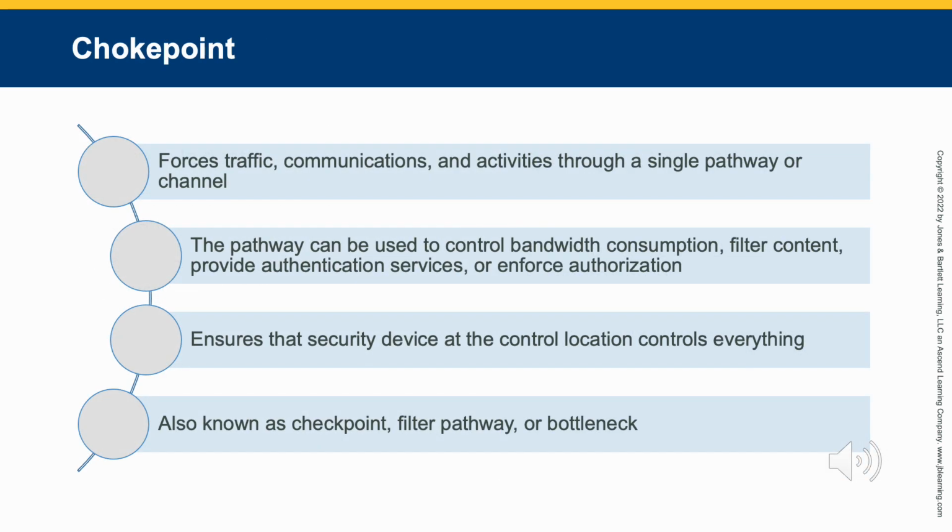What is a choke point? It forces traffic, communications, and activities through a single pathway or channel. The pathway can be used to control bandwidth consumption, filter content, provide authentication services, or enforce authorization. It ensures that the security device at the control location controls everything, also known as a checkpoint, filter pathway, or bottleneck.